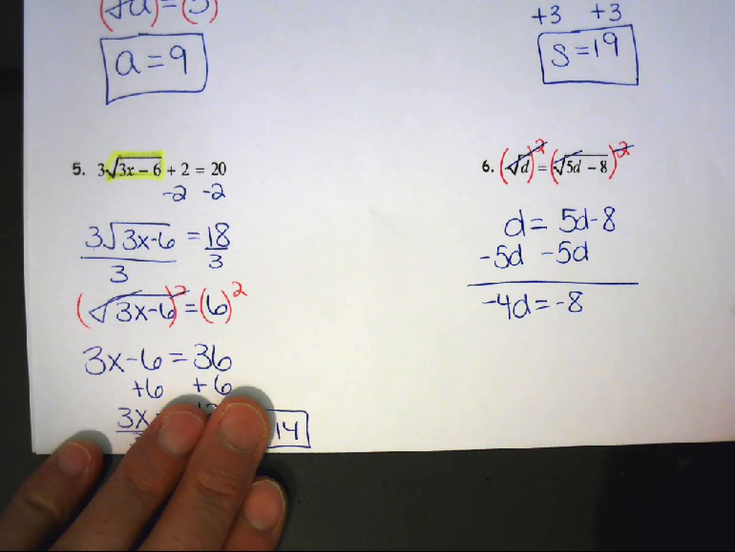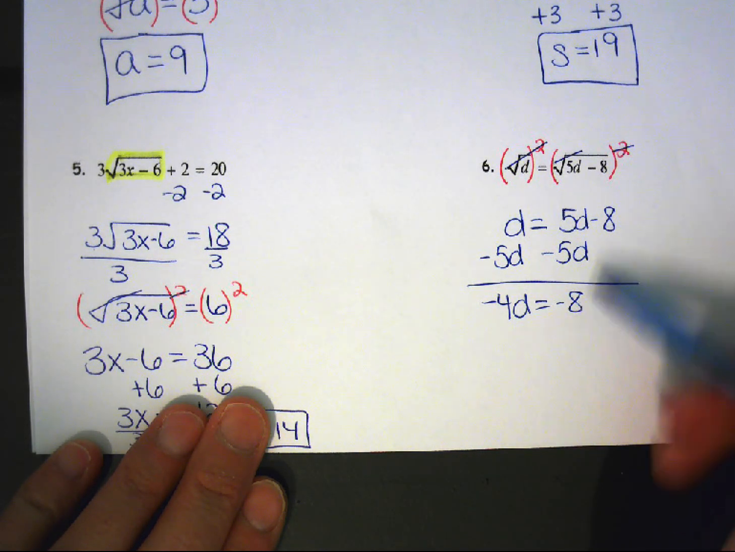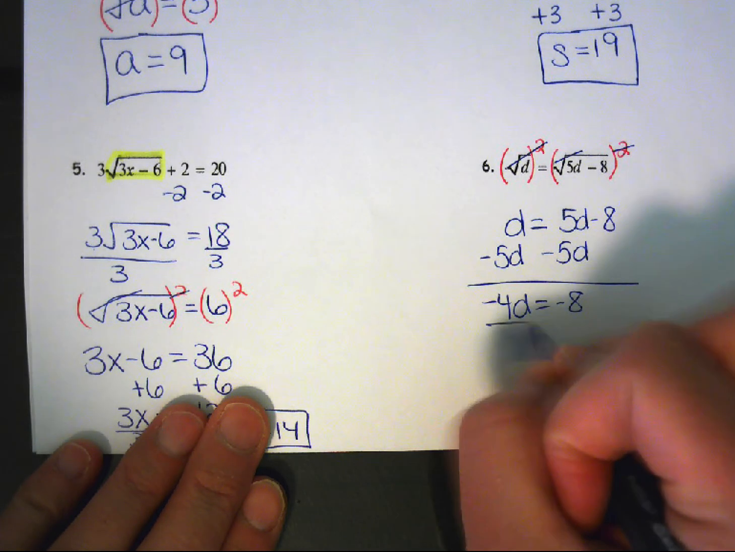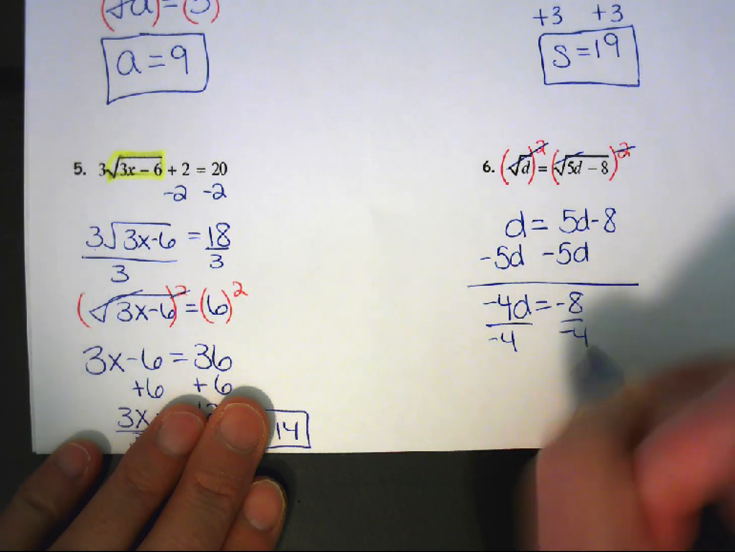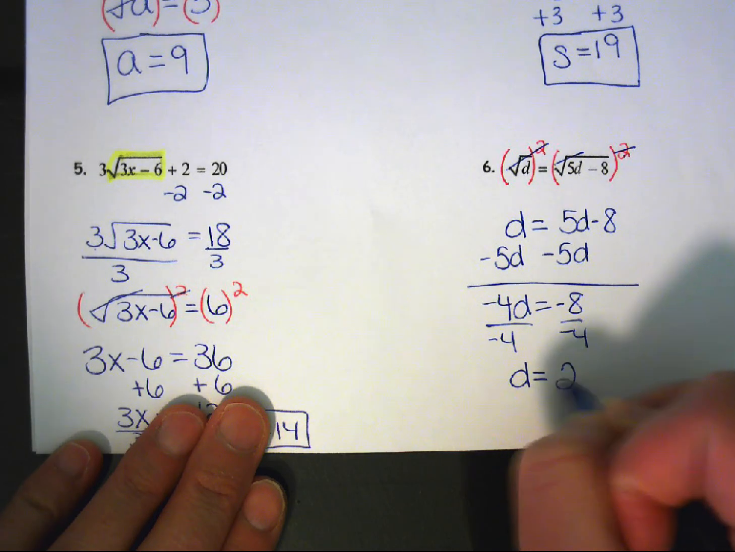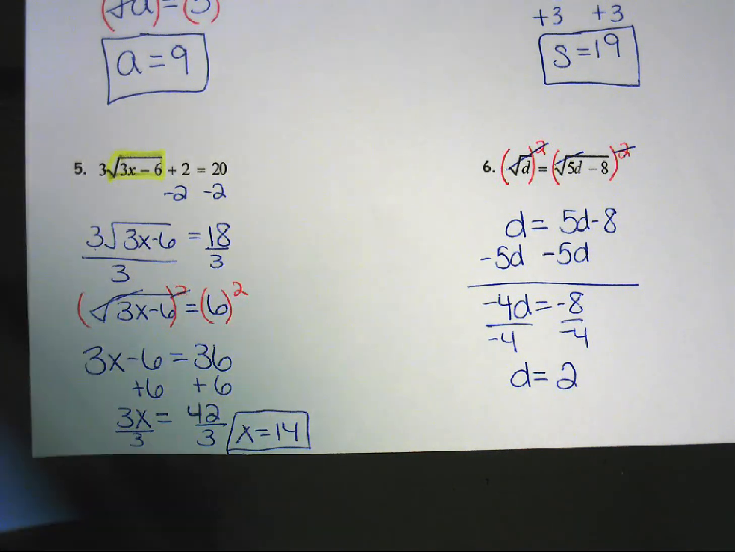You got to make sure that you're carrying the symbol with it. And then I'm going to divide by negative 4. And so I get d all alone equaling 2. Now, let's quick test it.